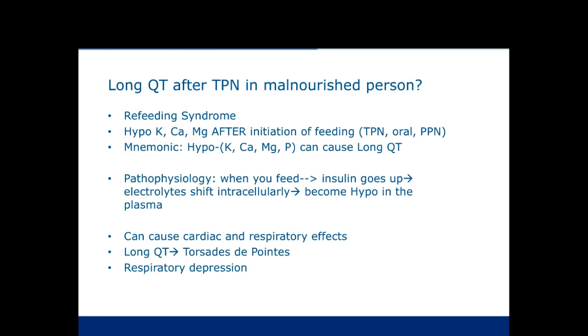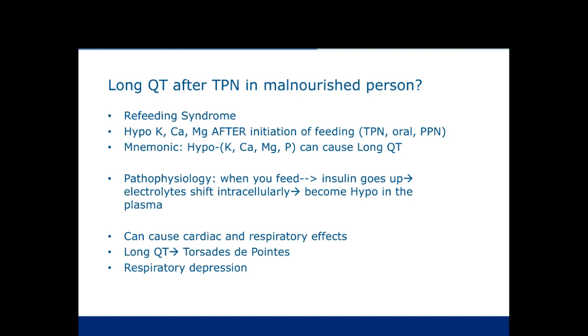So what happens is, if you look at a patient who's malnourished before their TPN, look at their labs, their serum electrolytes are going to look normal, right? Because your body's trying to maintain that. But when you start feeding them, all of a sudden your insulin levels are going to rise, and everything's going to shift intracellular. Remember, insulin shifts everything intracellularly, right? And your plasma levels are going to become low because you're malnourished. You can't restore your stores, and that can cause a lot of cardiac and respiratory effects.